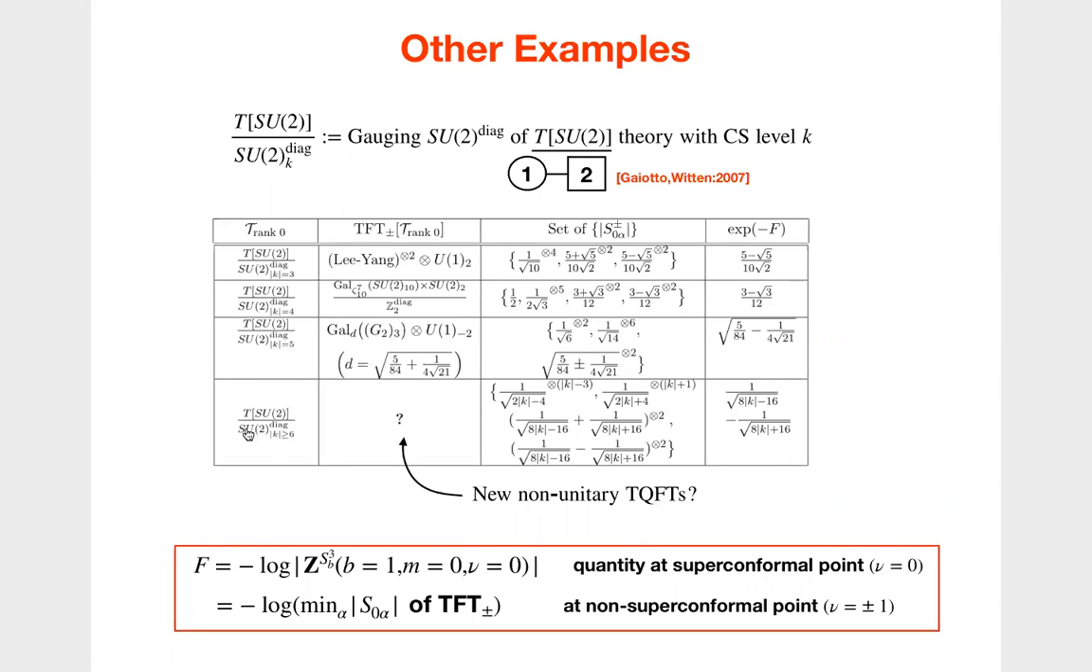And for higher k cases, we can obtain some modular data, but we couldn't identify this data with the known non-unitary TQFTs. So we suspect that these cases in the degenerate limit will correspond to new non-unitary TQFTs. So in this way, we can construct some new non-unitary TQFTs.